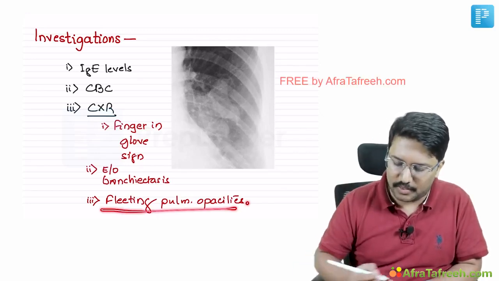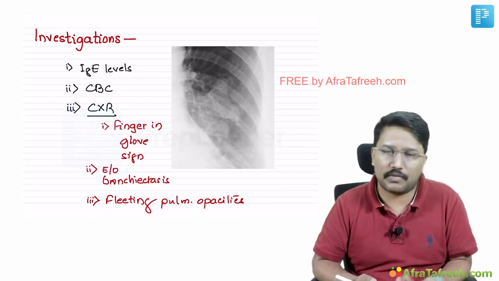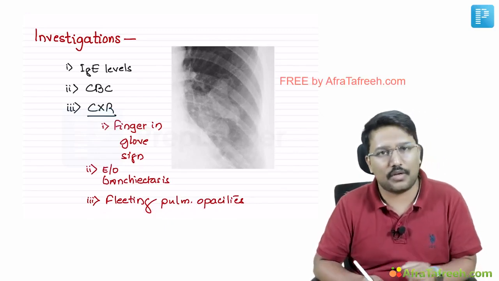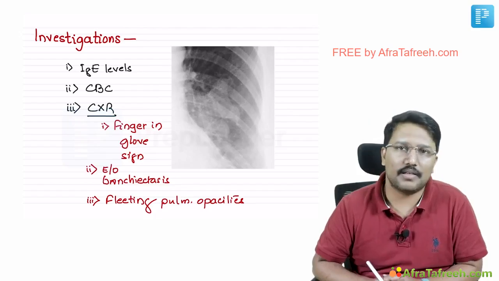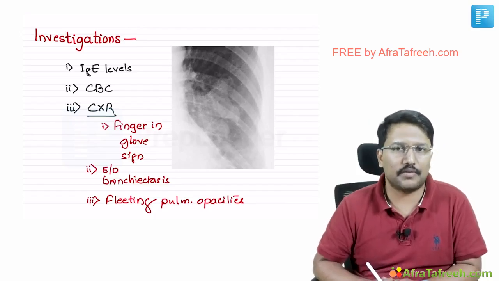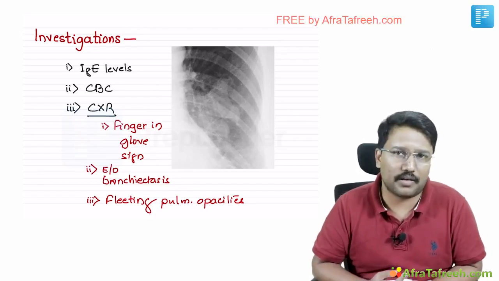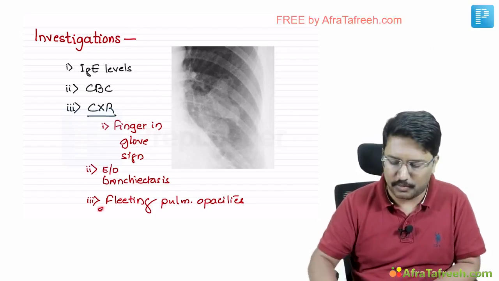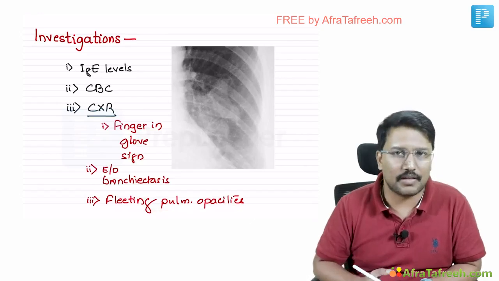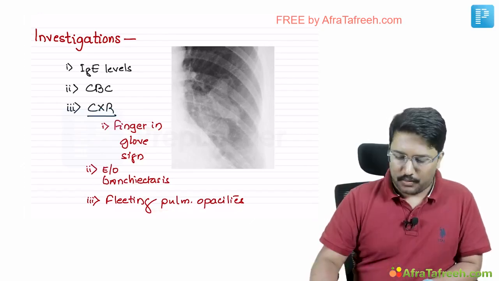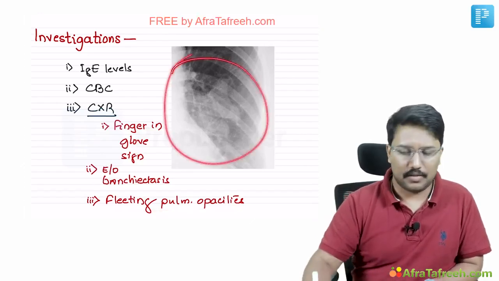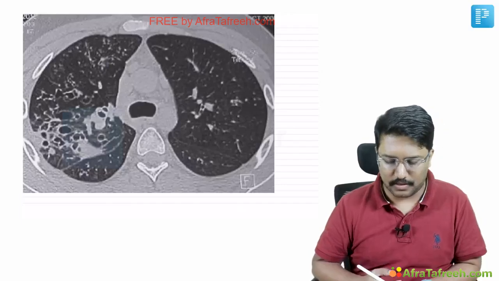So you have to remember, fleeting pulmonary opacities in a patient with asthma or cystic fibrosis, you should be thinking of ABPA as one of the differentials. Yes, various other conditions can also be associated with fleeting pulmonary opacities, like sarcoidosis, but the context is very important here, right? An asthmatic or a cystic fibrosis patient and fleeting pulmonary opacities, my first differential is allergic bronchopulmonary aspergillosis. Okay, so we have already seen an X-ray of the finger in glove sign.